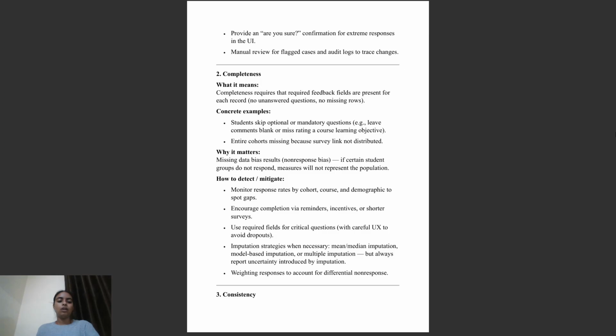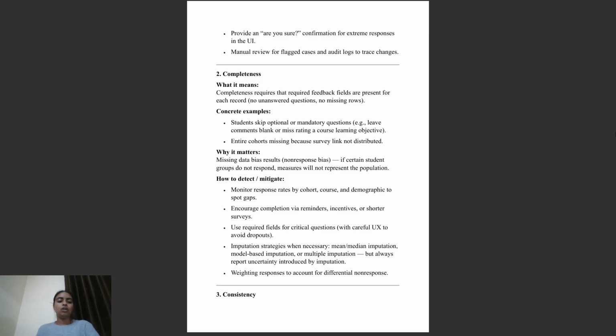Why is completeness important? Because missing data creates non-response bias, meaning if some groups do not respond, the result will not represent the actual student population. How can we improve completeness? Track response rates across courses, batches, and demographics. Send reminders or give incentives to complete the survey. Keep mandatory fields for important questions. Use imputation methods like mean or model-based imputation when data is missing, and always report the uncertainty. Apply weighting techniques to balance incomplete responses.